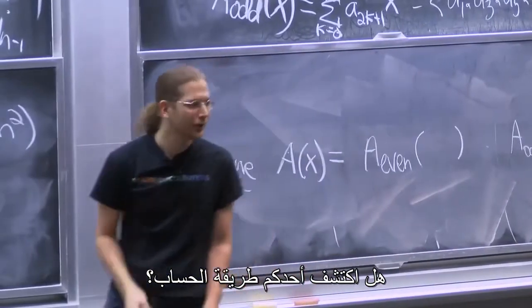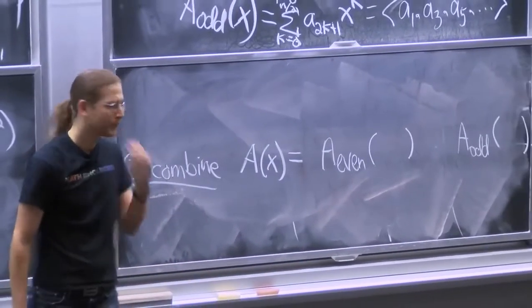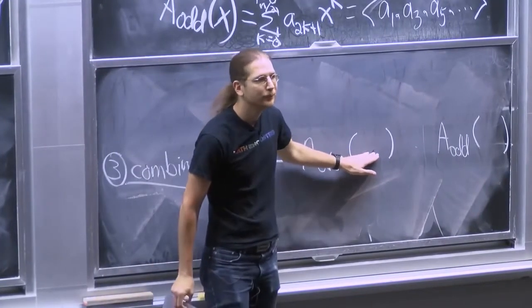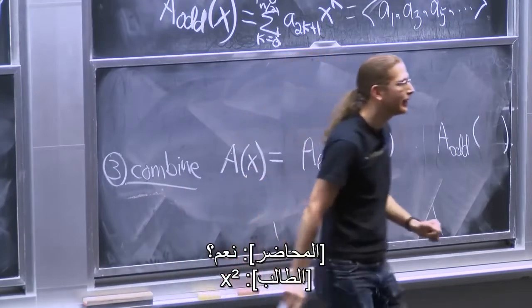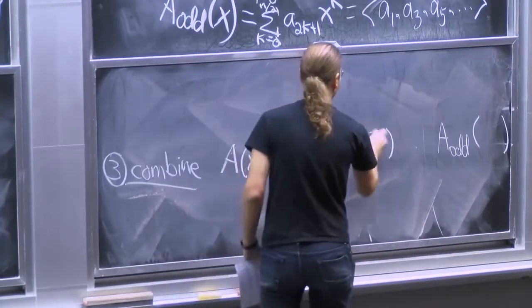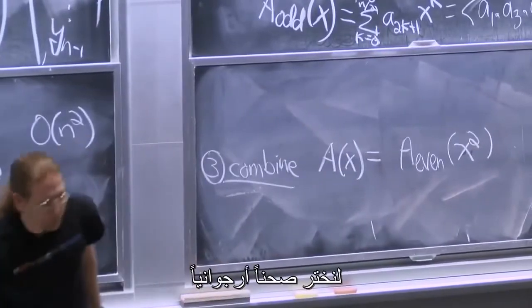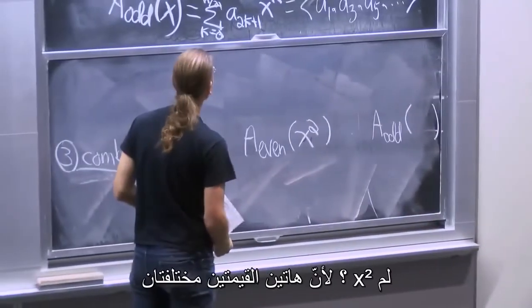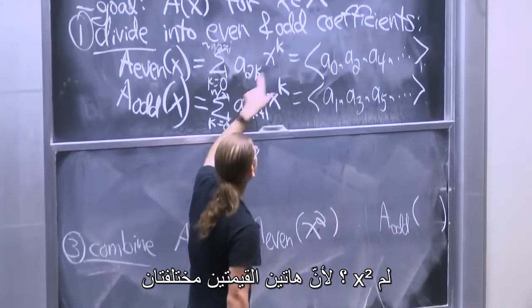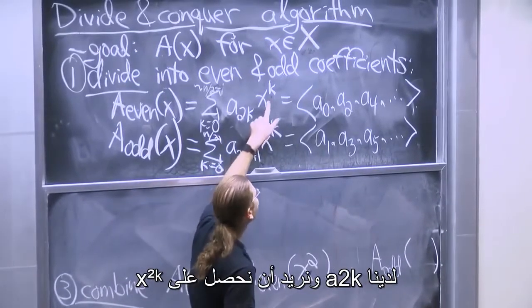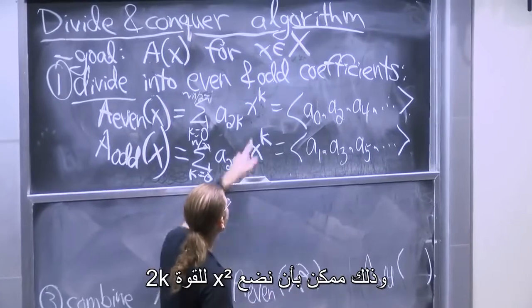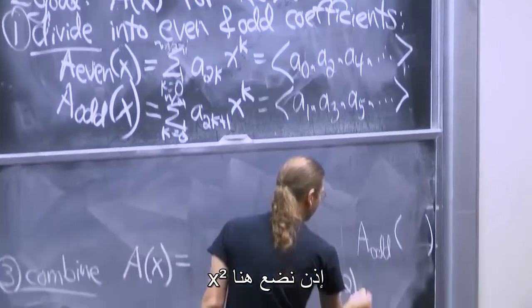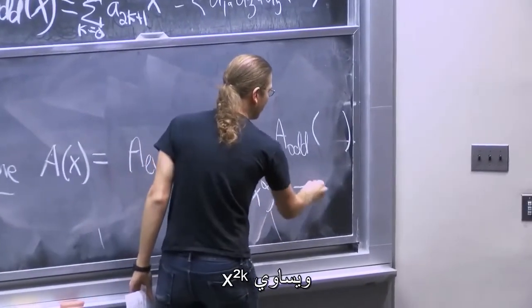Anyone see the algebra? Maybe start with this. I hear a mumble. Yeah? X squared. X squared, exactly. Time for a purple one. Getting better. Why x squared? Because we have this mismatch here. We have a_2k, and we want x^(2k). How could we do that? Well, we could put (x squared) to the k, and (x squared) to the k is the same thing as x^(2k).